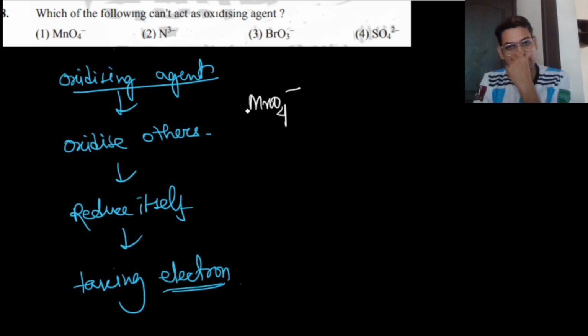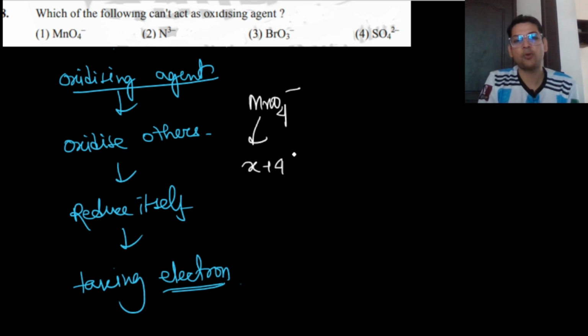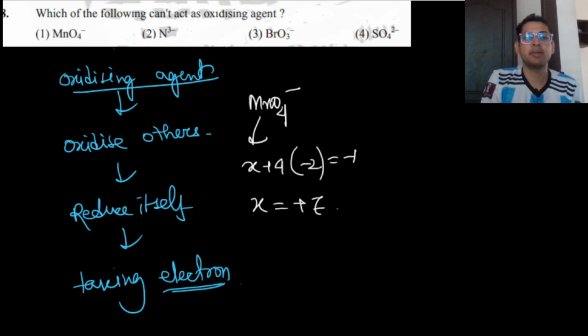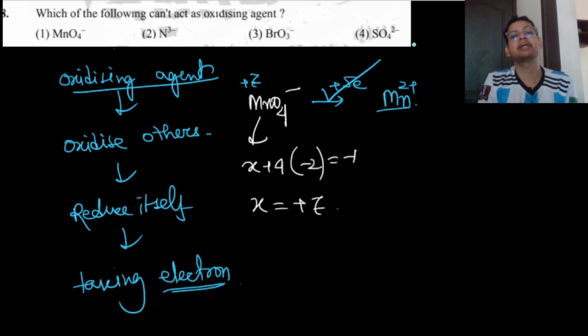Now MnO4 minus. Mn here is in which oxidation state? Manganese is X plus 4 into oxygen. Each oxygen is -2, equal to -1 total charge. So X equals +7. So manganese here is in the +7 oxidation state. Can it take electrons? Definitely. It can take 5 electrons and go to Mn2 plus.